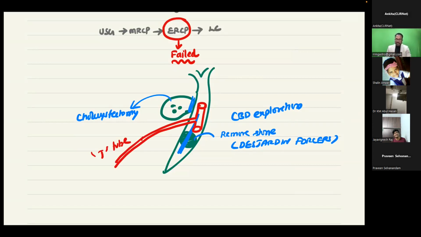This is temporarily kept because we need the suture to heal. We temporarily keep this for the suture to heal. The suture will heal, and if there is any residual stone also, we can find out later. So this is the procedure known as CBD exploration plus T-tube insertion.